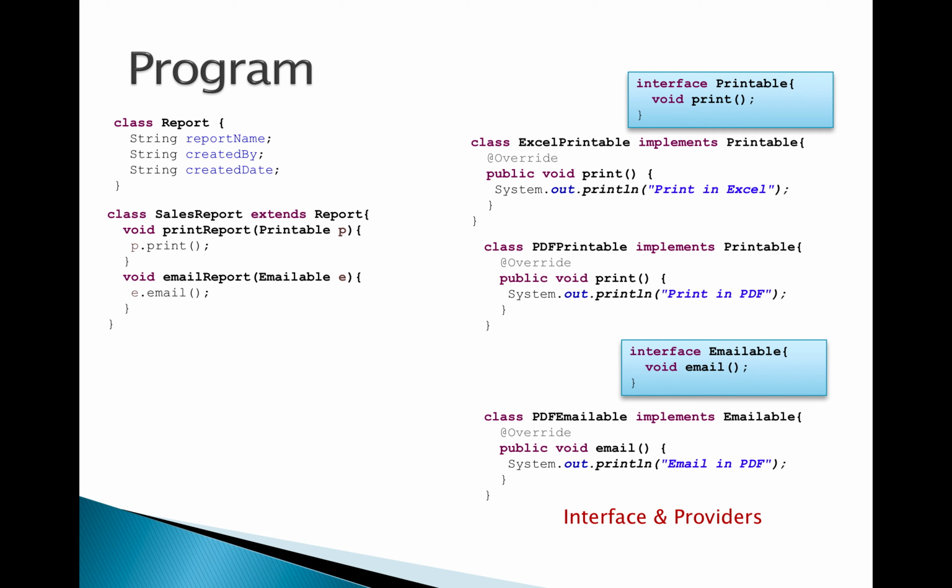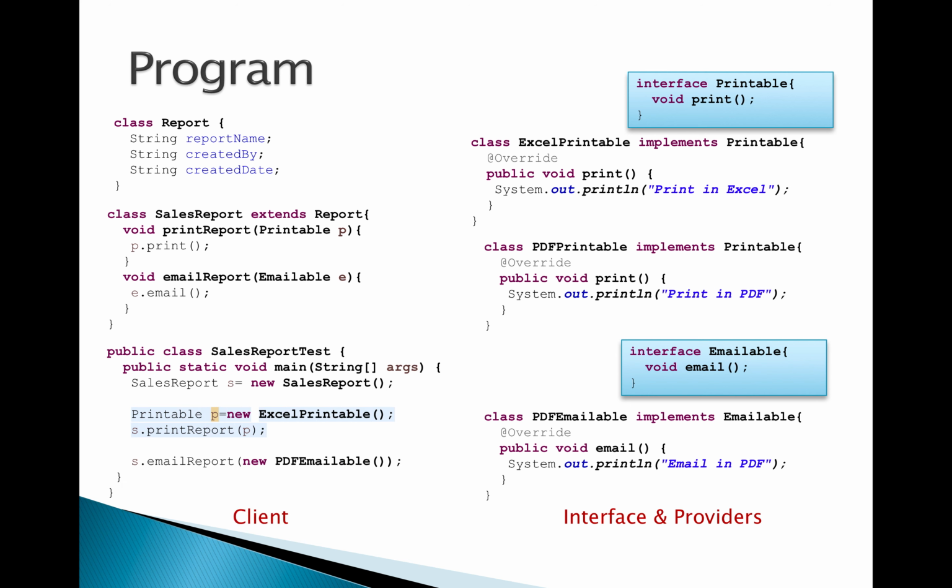Look at this printable or emailable. They are both interfaces. Printable is an interface and emailable is an interface. I don't know who is the provider who is going to come for this. I just code it for the reference. I code it for the interface. I don't code it for the implementation. So it can take any printable and print it. It can take any emailable and email it actually. So that is what the sales report has been coded.